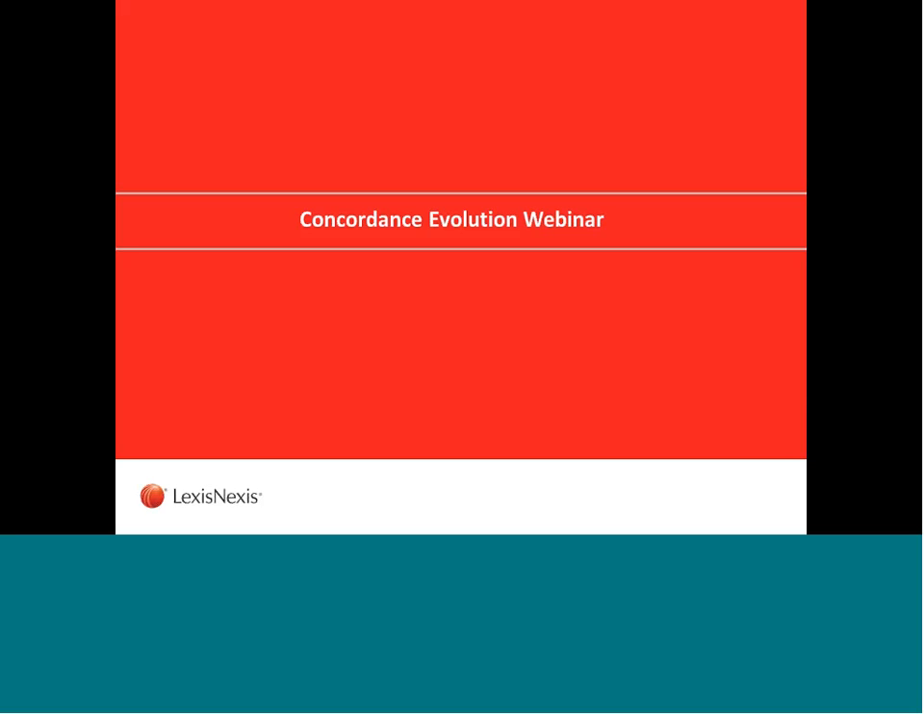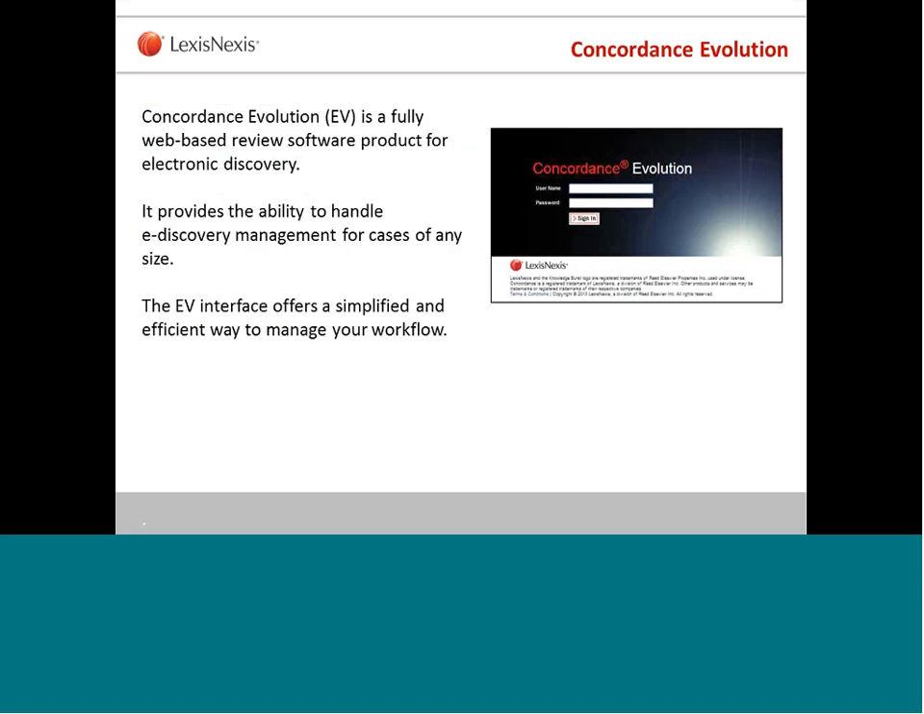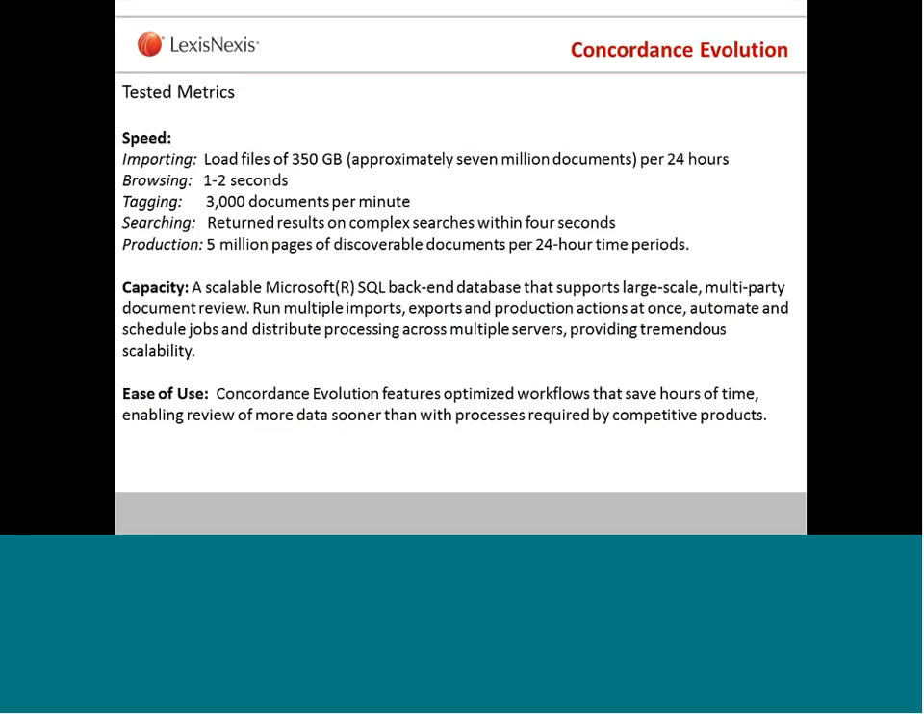At the beginning here, I'll be discussing also the different models that we have available for our partners here in the market as well. For those of you that are new to Concordance Evolution, Concordance Evolution is a fully web-based review software product. For most people who are aware of Concordance Traditional, we needed to build out another tool that was able to handle the much larger cases that we're seeing come through the marketplace right now. So Evolution allows us to have that extra scalability to handle the larger e-discovery matters that we're seeing.